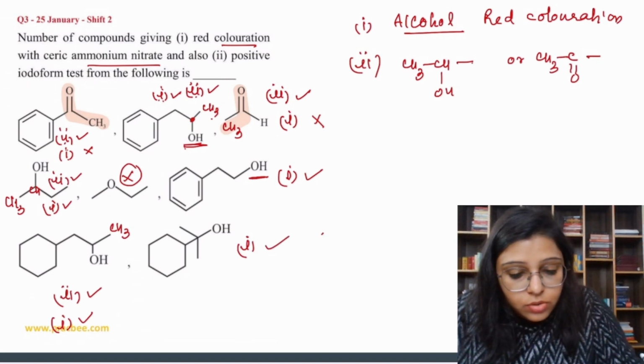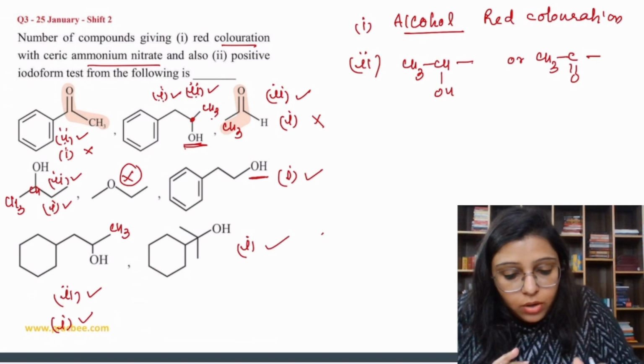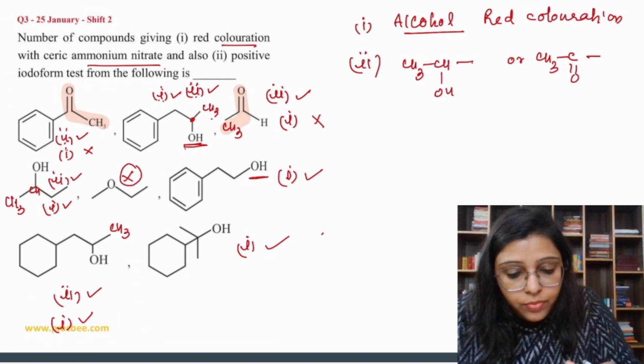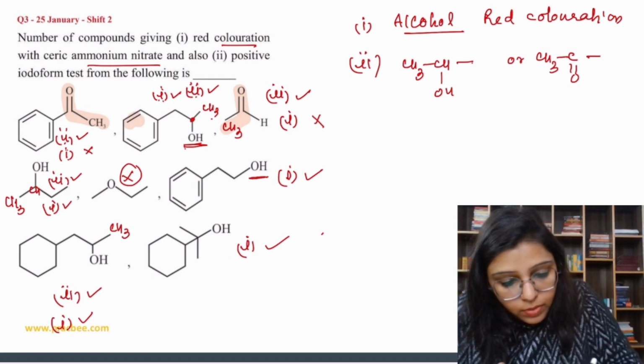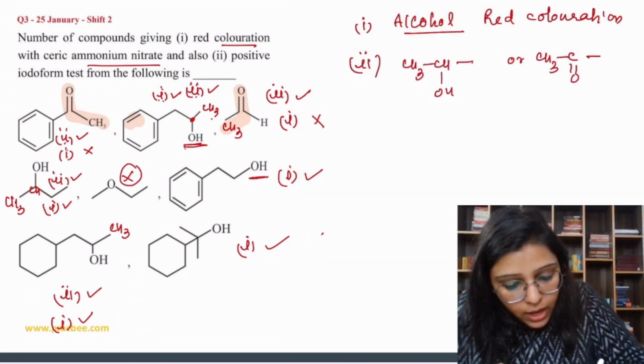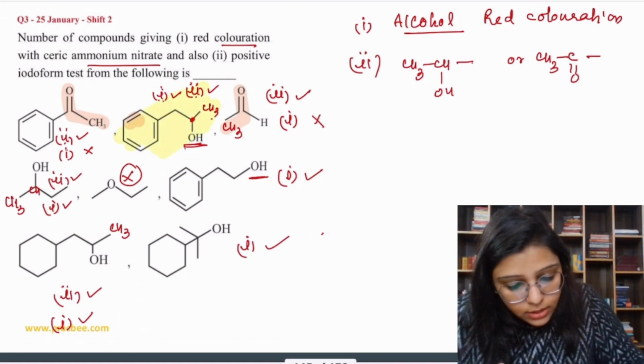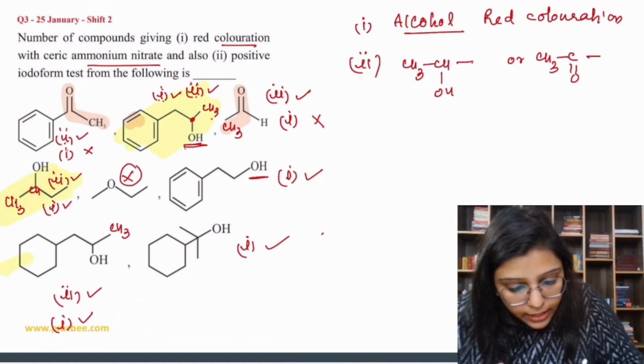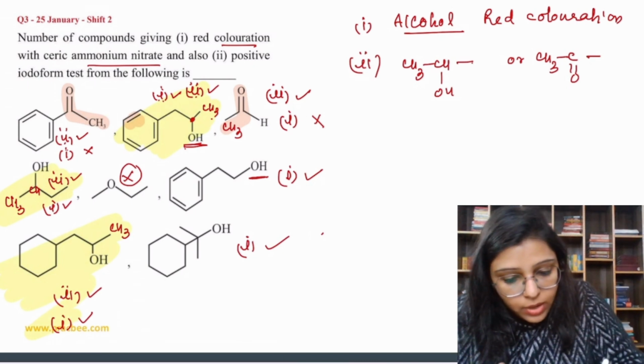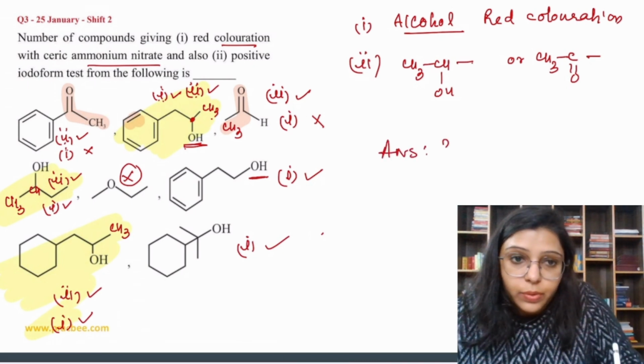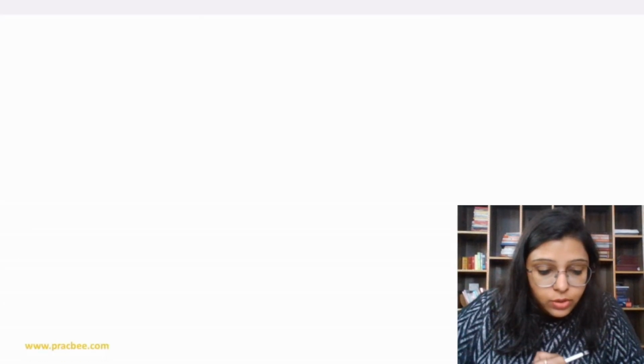ठीक है बेटे. So the point is that out of all which can give both tests, one is going to be this, second is going to be this, and third is going to be this, right? So answer is going to be 3. Okay, now let's do next question.